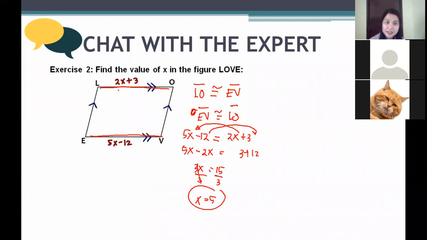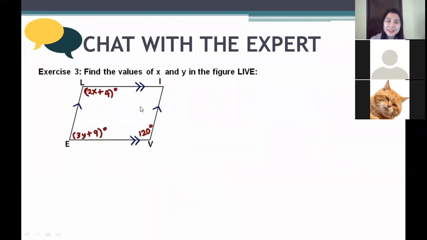If you check, LO is 2 times 5 plus 3. That's 13. And EV is 5 times 5 minus 12. That is still 13. So these two are equal. Let's go to the next one.